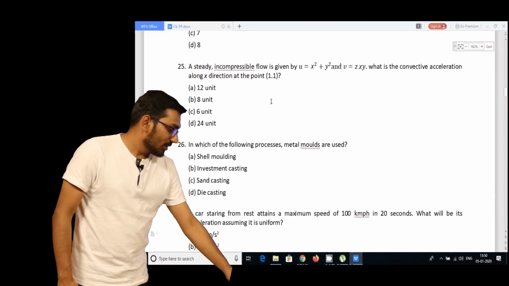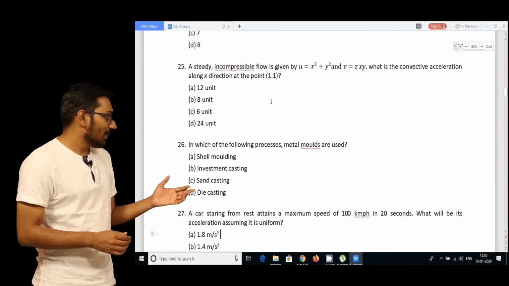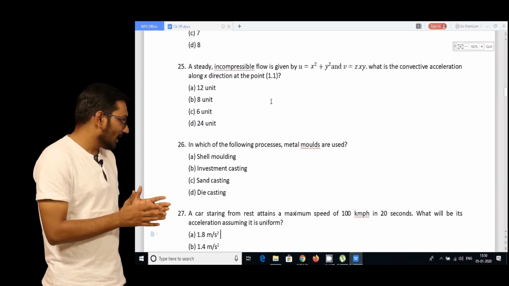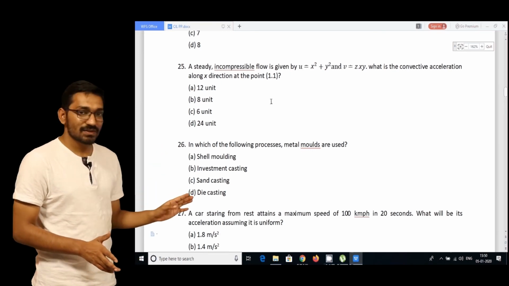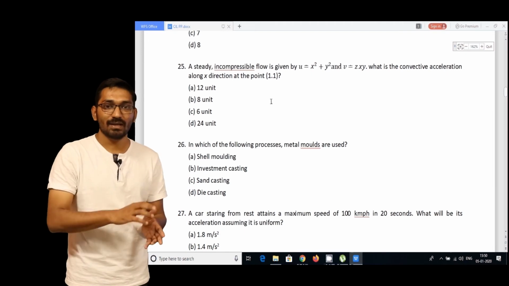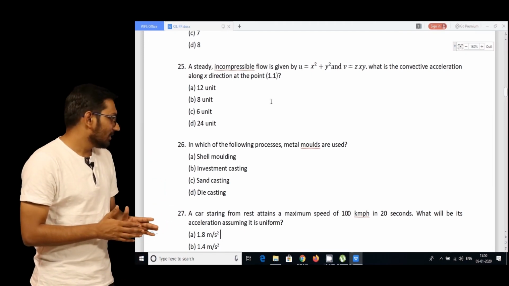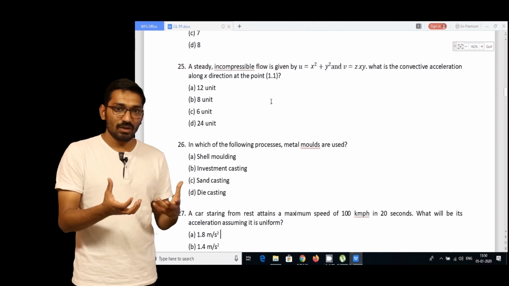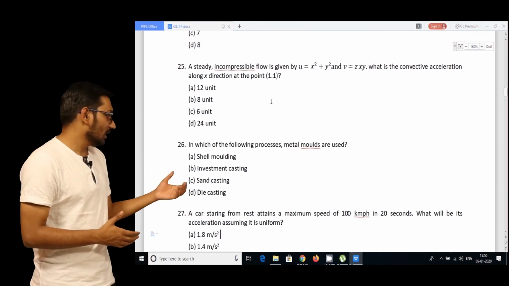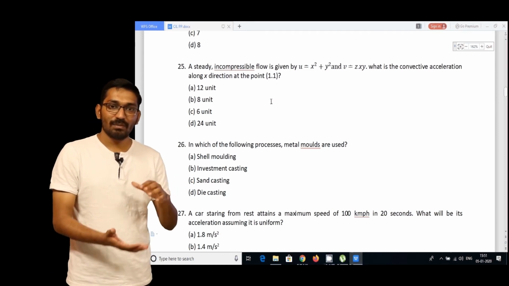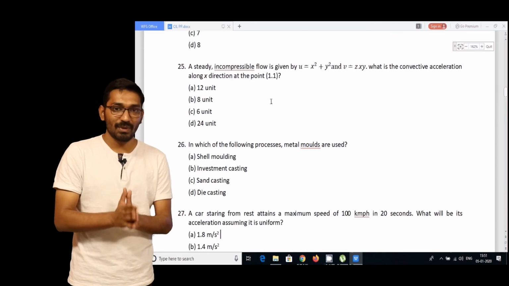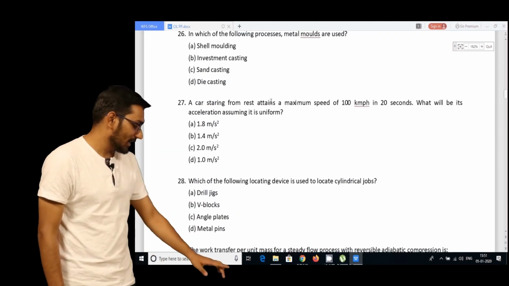Next is, in which of the following processes are metal molds used? Metal molds are used in die casting. In sand casting, sand molds are used for pouring the molten metal, and in investment casting, a wax mold is used, or the sand mold with the wax pattern. So the option is die casting, in which the mold in the form of a die is made of metal. So the answer is die casting.